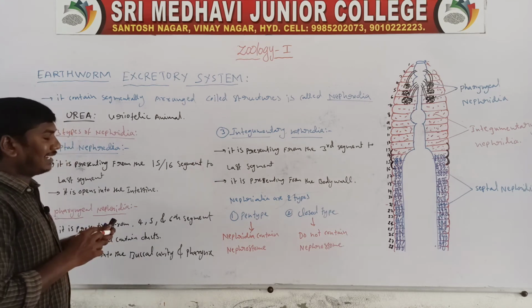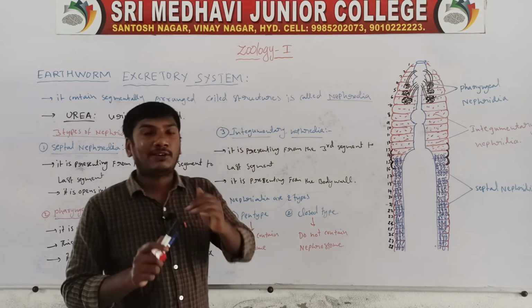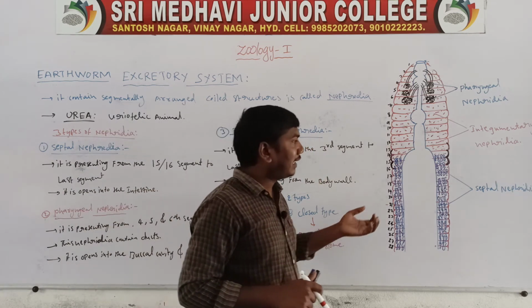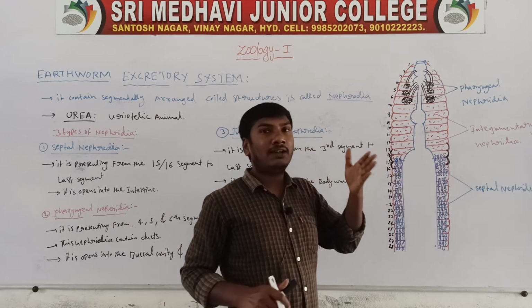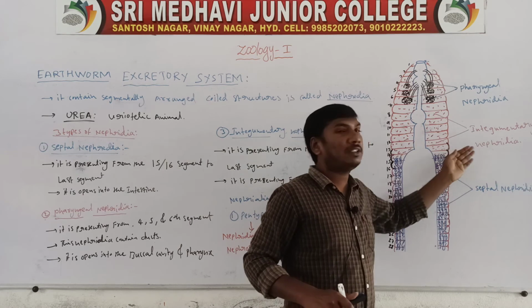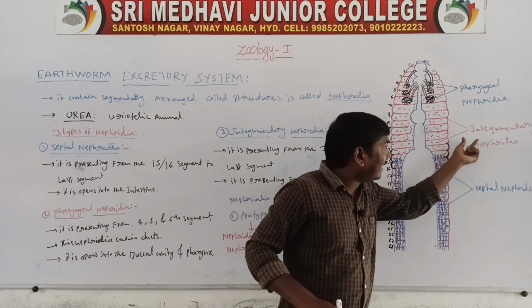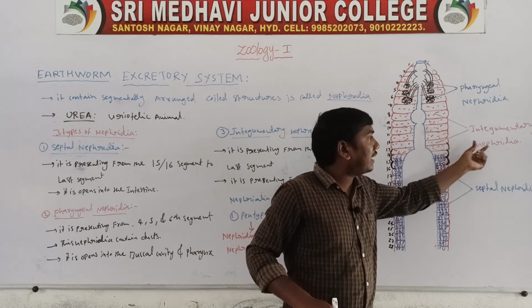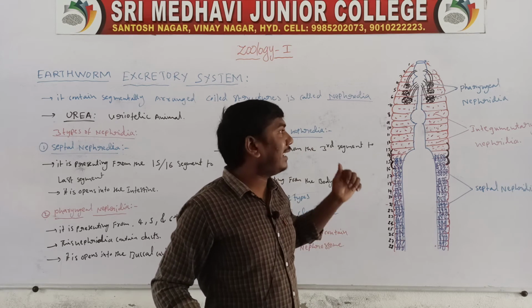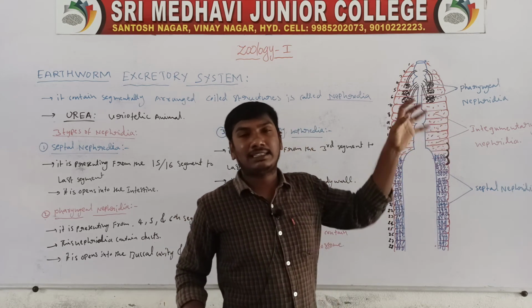So the next one, extrinsic nephridia and intrinsic nephridia. They are the ones opening from the exterior. Only one is the exterior opening. So the integumentary nephridia open from the outside through the body wall. These open from the body wall to the outside. So they are the exterior nephridia.